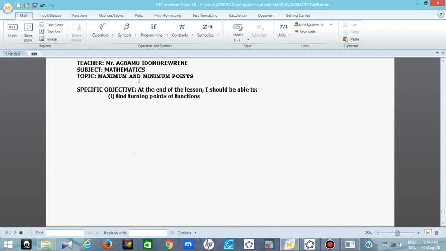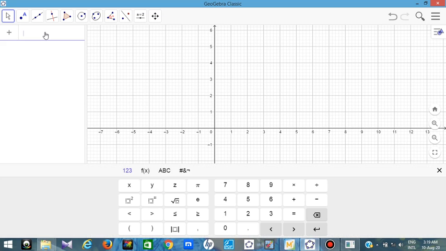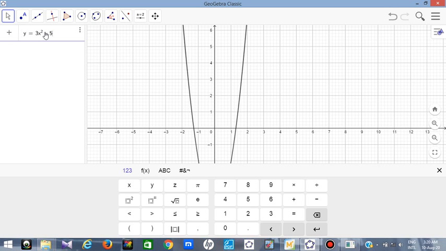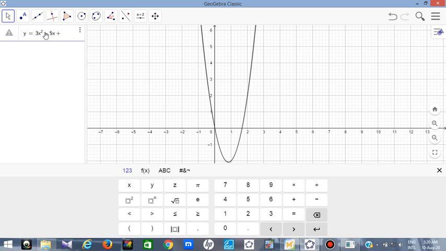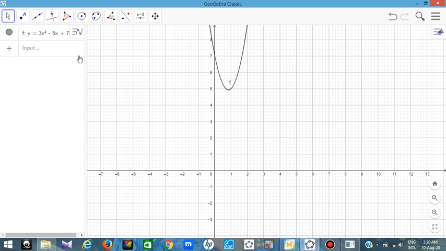So I want you to understand what we mean by maximum and minimum point. Let's take this example. If you have a function, for example, let's take y is equal to 3x squared minus 5x plus 7. Okay, so this is a function, for example. You can see that this function has a minimum point. You can see the curve.